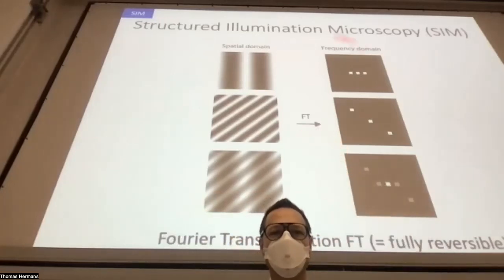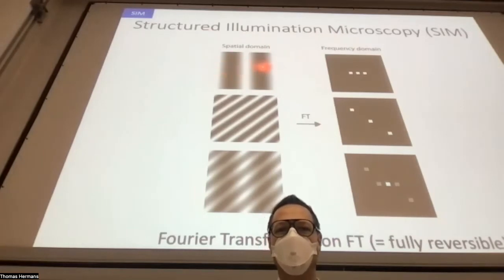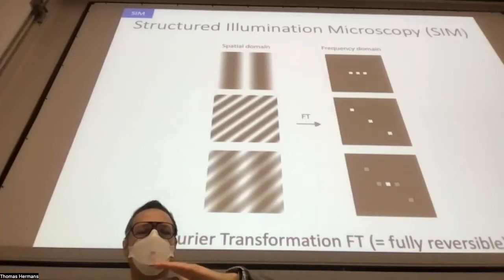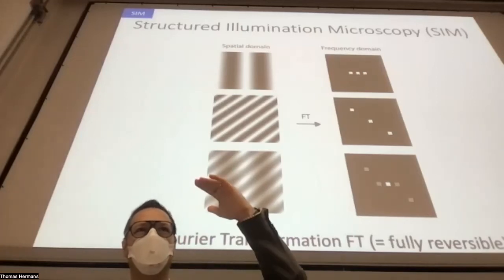So I can split this spatial domain into a sine wave, right? So I have low, high, low, high. And I map this on the frequency domain, so I'll have some low frequency and some higher frequencies going outwards. And the intensity tells you something about the amplitude of the waves.